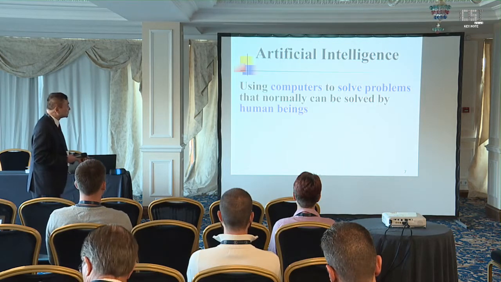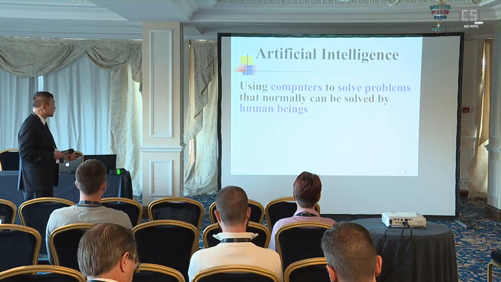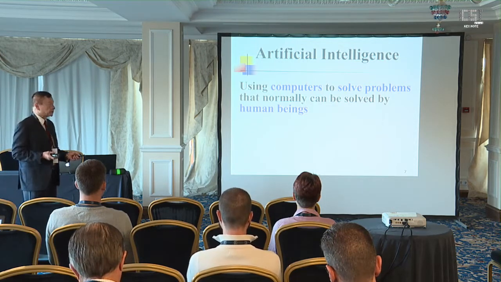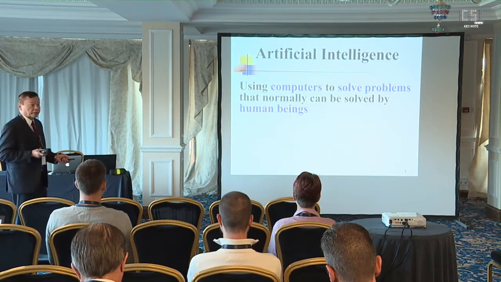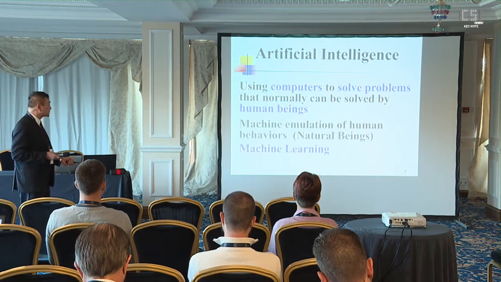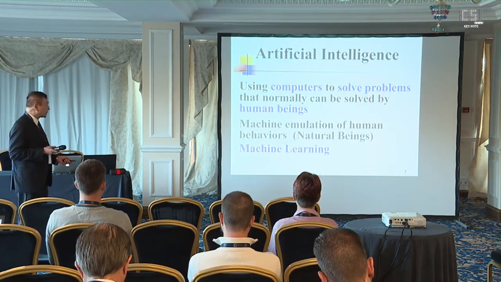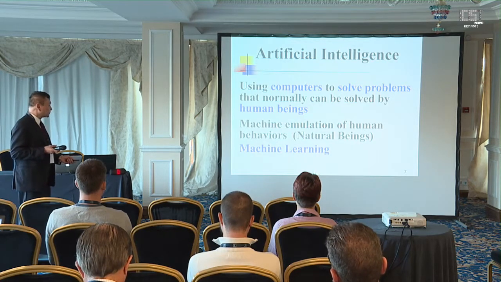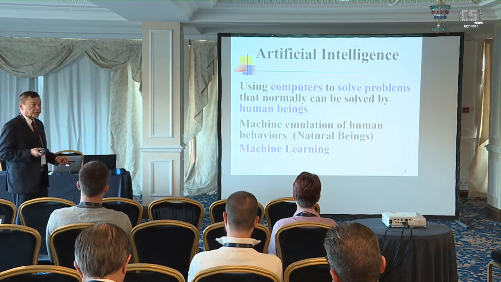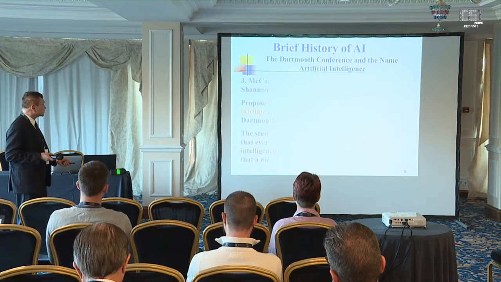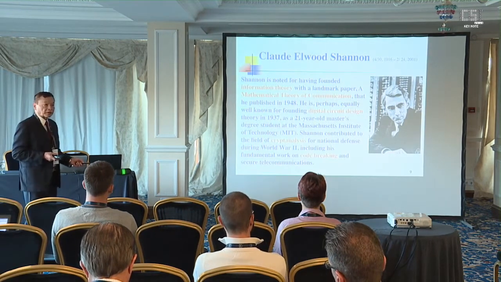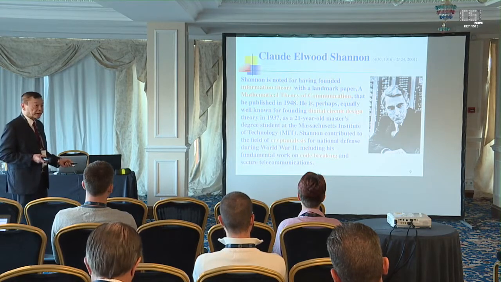So very simply put, what is artificial intelligence? It is to use computers to solve problems for human beings that normally can be handled only by human beings. In other words, it is a simulation of machines. A very brief history: those are four people around 1955.